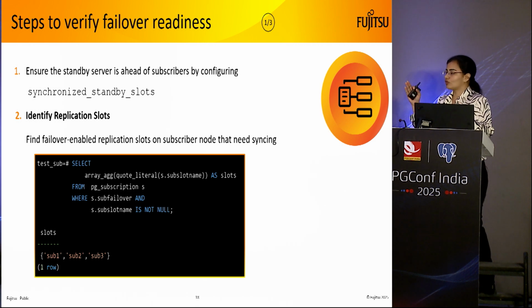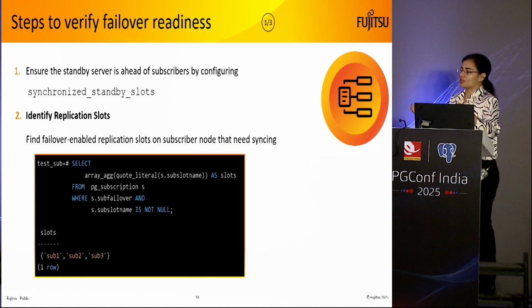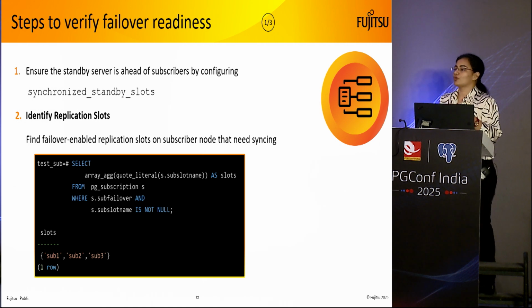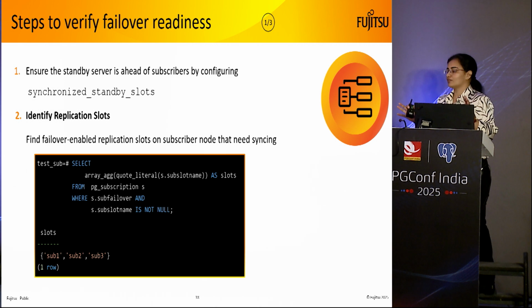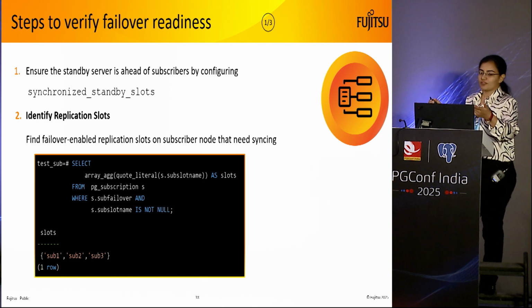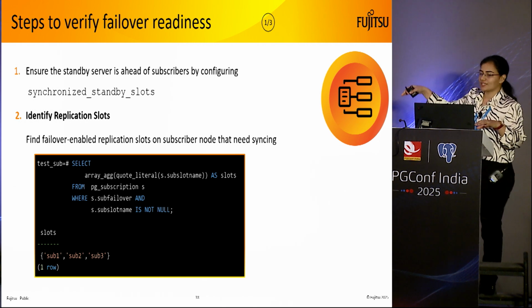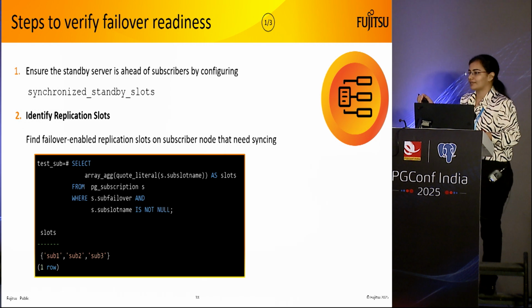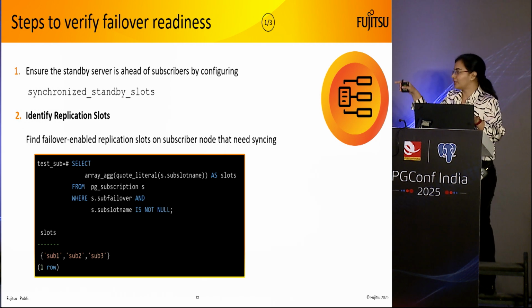To do that, as I told earlier, synchronized standby slots GUC is there. This must be set on the primary node, then only it will make sure that standby node is in sync with subscriber. Next, now you have to identify which all slots that should be synced on the standby node. So, to do that, you have to run some queries on subscriber node. So, first you can run a query on pg_subscription, this query. The queries I am telling here are well documented on the Postgres site. I have mentioned the link at the end, so you can go through it. So, I will not go deeply into the queries.